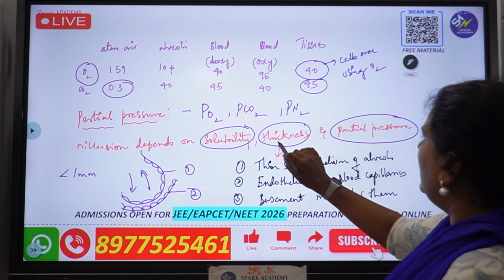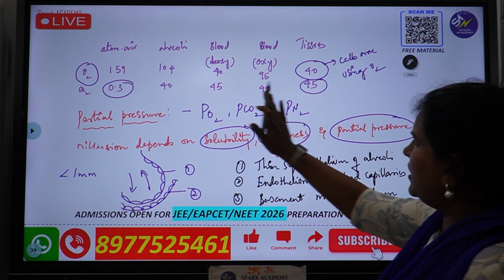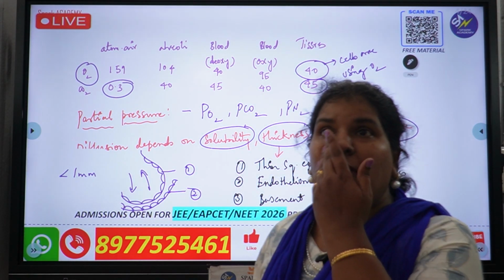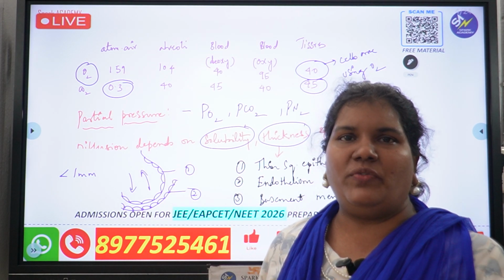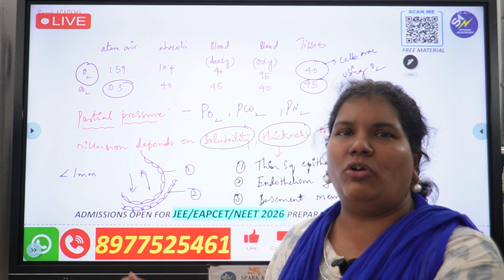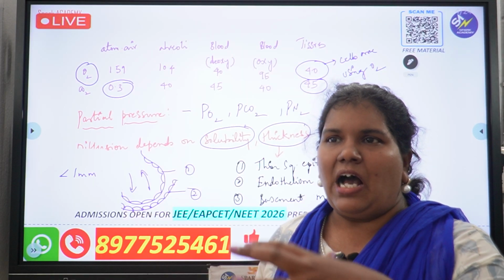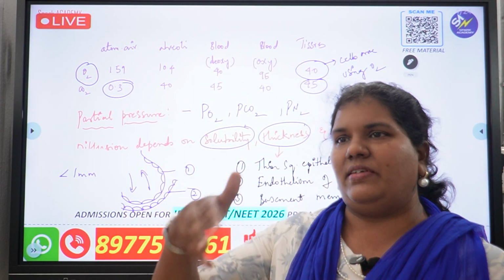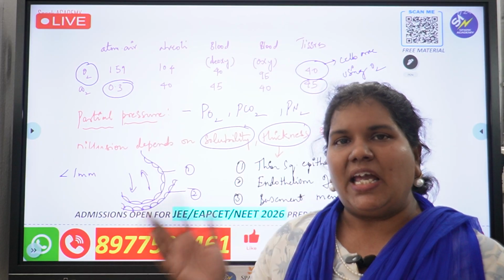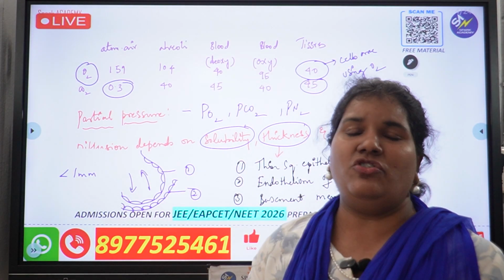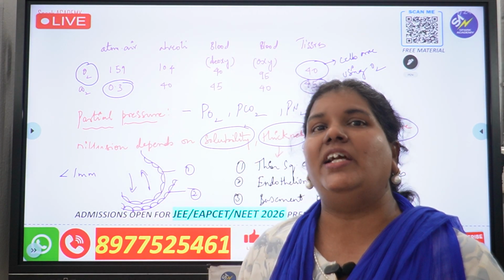So we finished thickness and partial pressure, and now solubility. What is solubility? The amount of solute which gets dissolved in a particular amount of solvent, we call it solubility. Just like how salt gets dissolved in water quickly, in the same way the gases should dissolve in the blood very quickly.